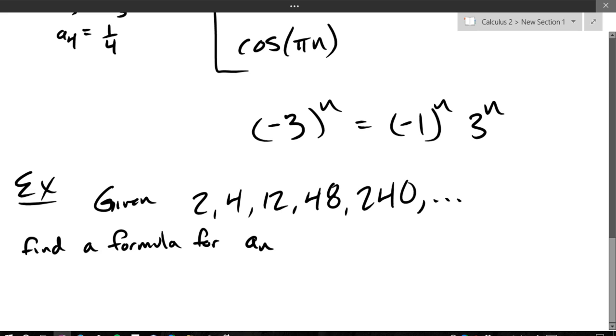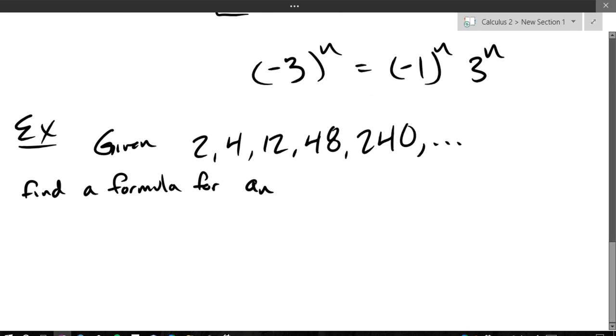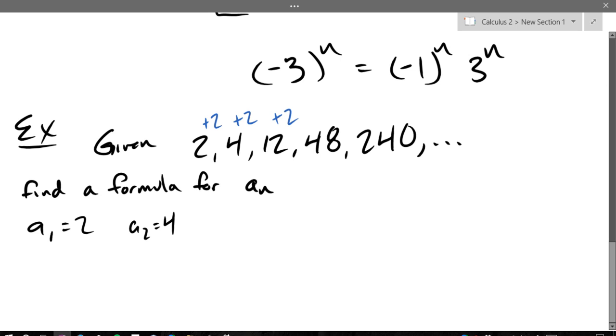So we have to decide. For now, let's start at a1. So a1 is 2, a2 is 4, et cetera. What pattern is happening as we go from 2 to 4, 4 to 12, 12 to 48, 48 to 240? Let's try an additive pattern. If I add 2 to 2 to get 4, does plus 2 keep working? 4 plus 2 is not 12, it would be 6. So that's out. It's not an additive pattern.